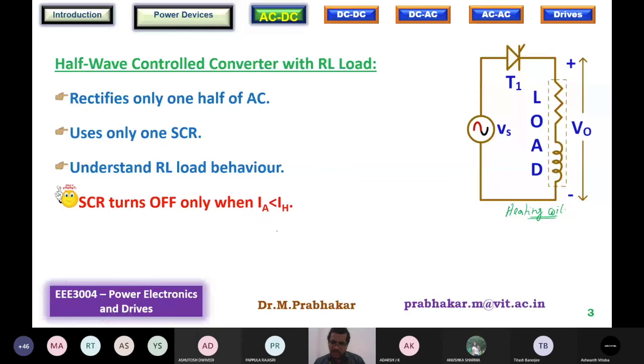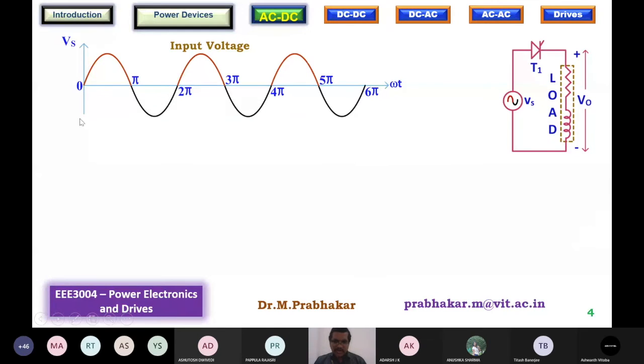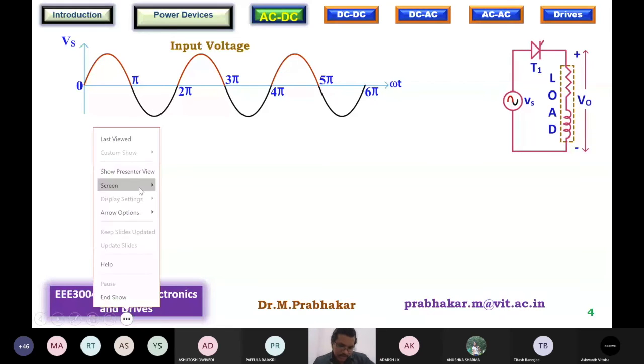Fine. Now the input AC waveform is presented here. Now we need to understand what is going to happen for one half cycle. This is the input waveform. Now when does an SCR turn on? Under this condition, the input AC supply is provided to the circuit that is given over here.